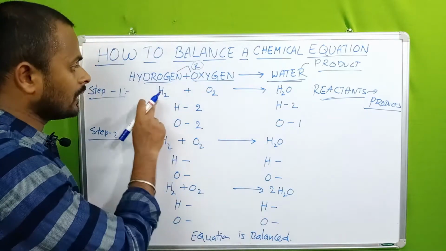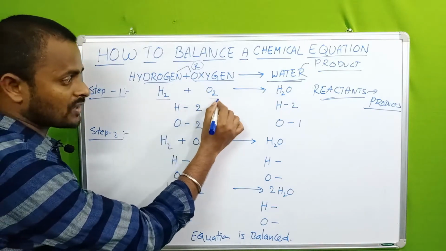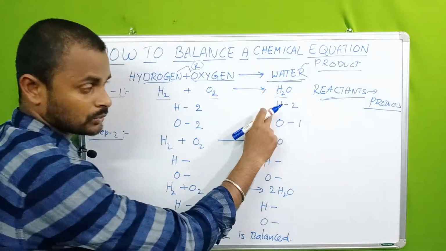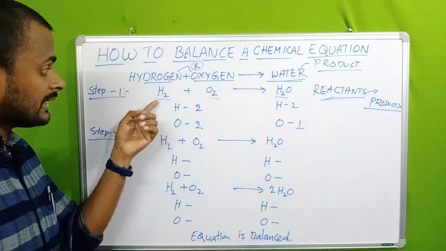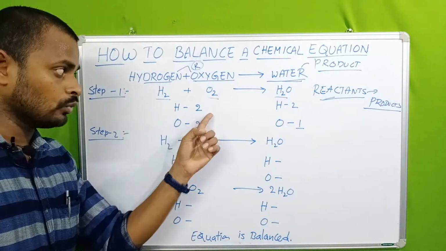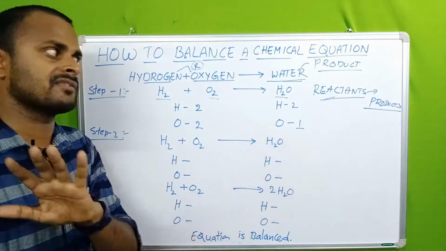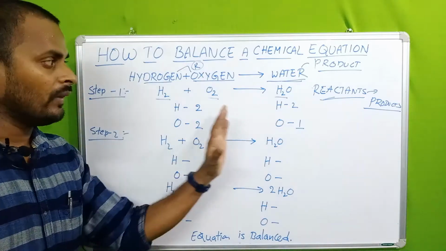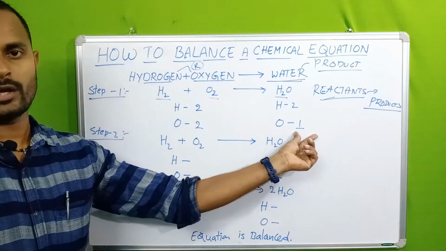First check. Here, how many hydrogens in the reactant side? 2. How many oxygens? 2. In the product side, how many hydrogens? 2. And the oxygens? 1. Here, reactant side hydrogens and oxygens are 2 and 2, and the product side 2 and 1, which means the equation is not balanced. So we want to balance that. Where is the problem? Here 2 oxygens, here only 1 oxygen.